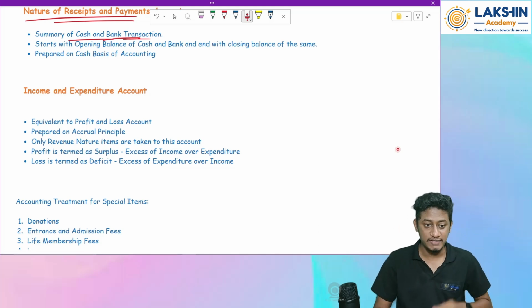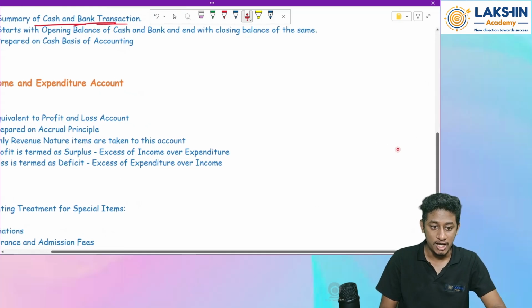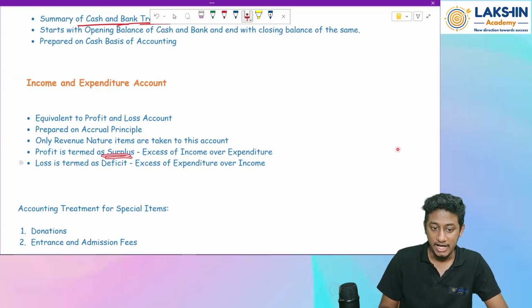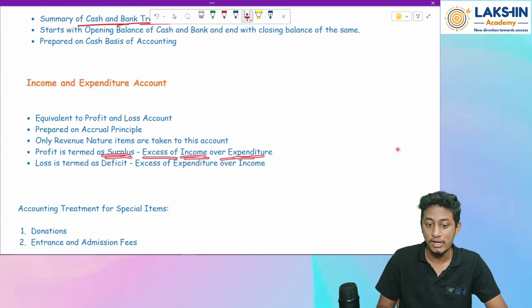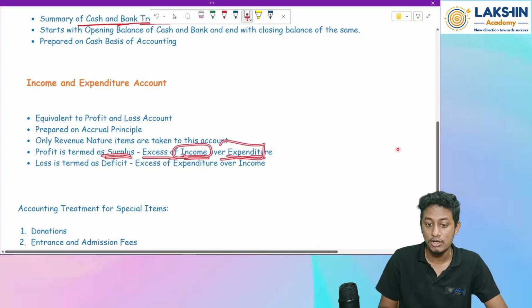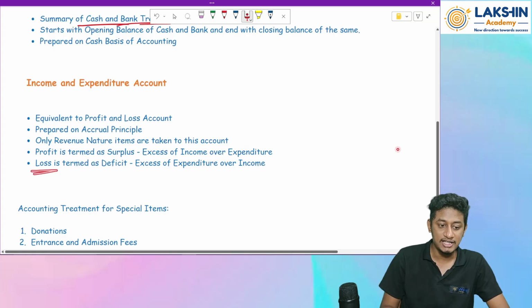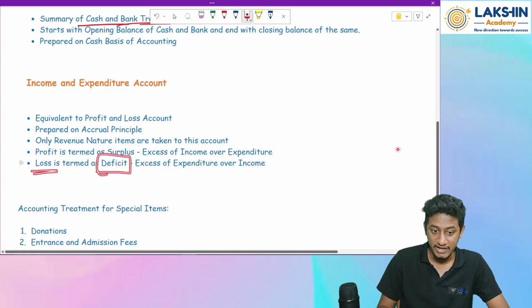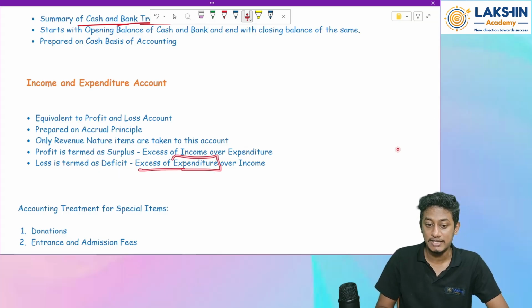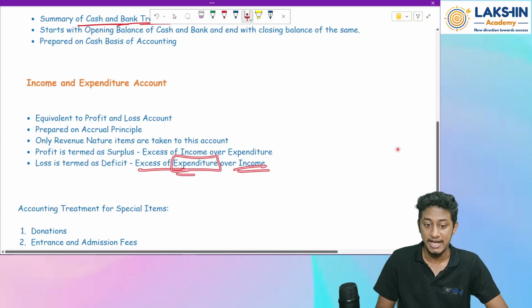But in this case, we change the terminology. We change it to what? We call it surplus, and write excess of income over expenditure. That means my income is more than my expenditure, so I call it surplus. Whereas loss is termed as deficit, which is called excess of expenditure over income. That means my expenditure is more than my income.